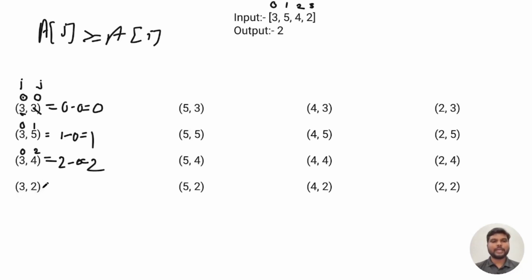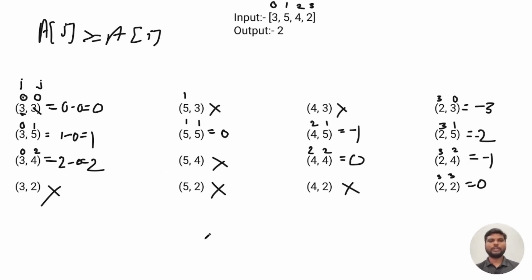Is A of j greater than or equal to A of i? Well, 2 is not greater than or equal to 3, right? So we need to discard this pair, as it doesn't fit our requirement. Now similarly we need to do this for all these pairs. Okay, so let me do this.